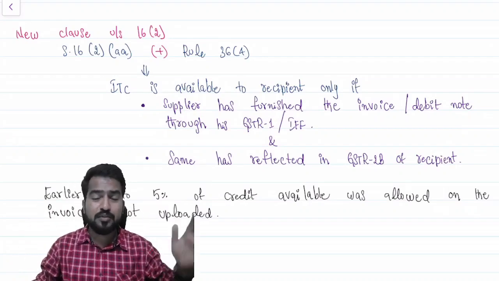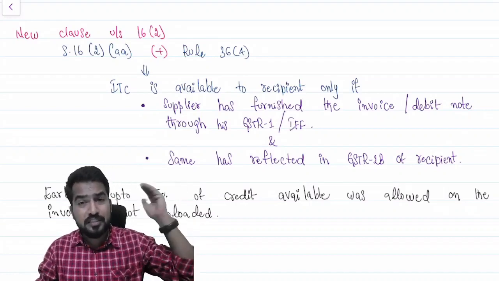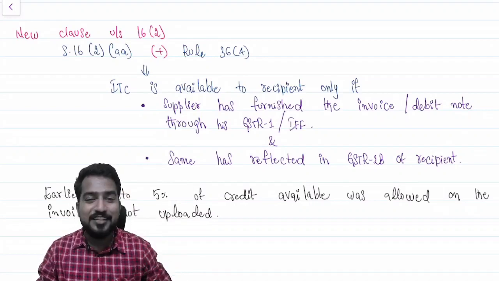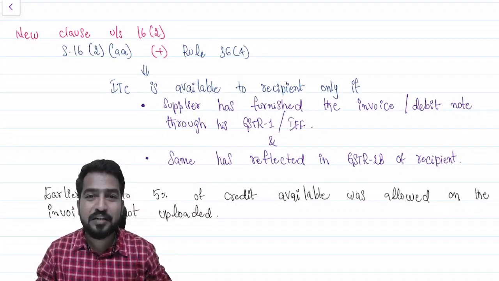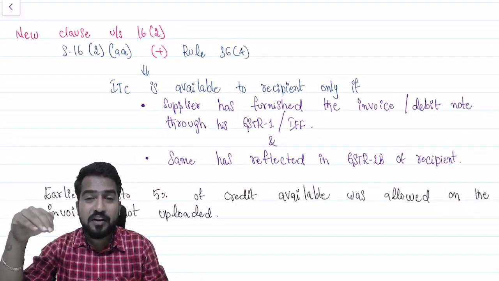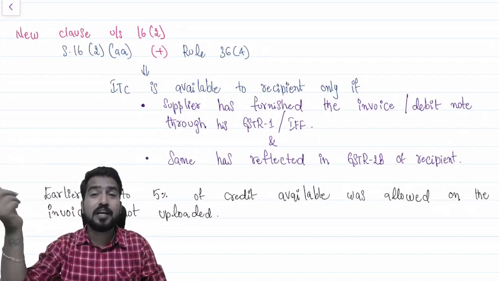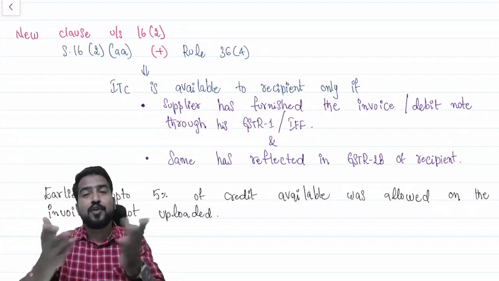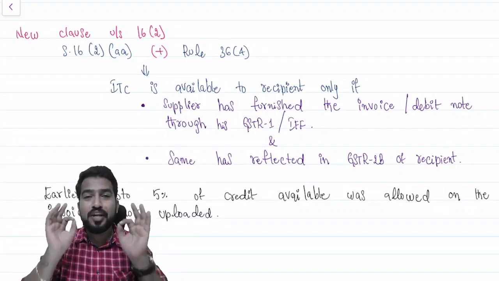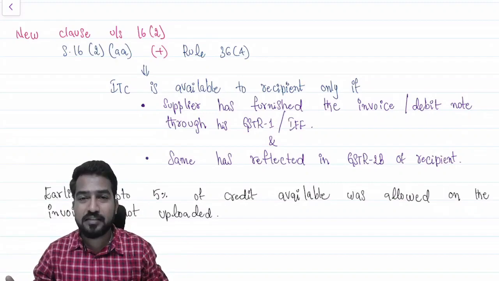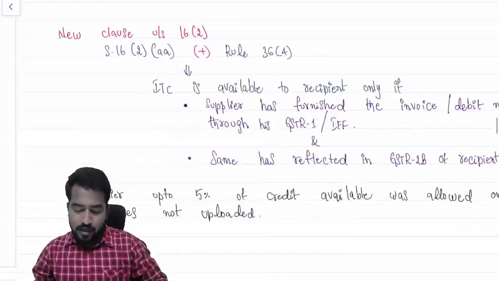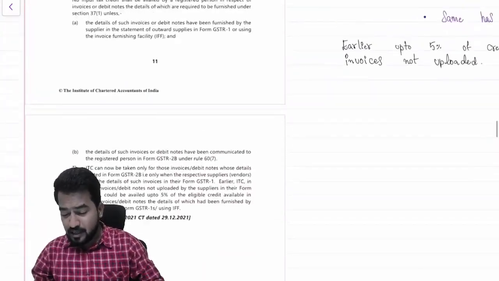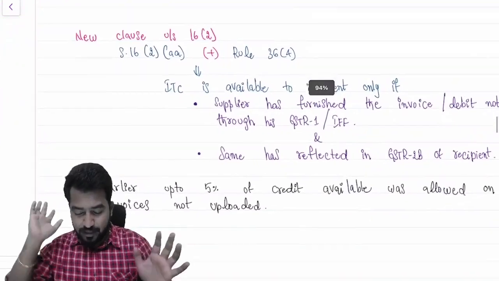Just like the relaxation earlier, there was 20% relaxation, then they made it 10%, then 5%, and now they made it 0%. So only if it is reflected in your GSTR2B as a recipient, that means only if your supplier has filed his GSTR1 or IFF and gave your invoice details, then it will reflect in your GSTR2B. Then only you can avail ITC, or else you cannot avail ITC. As simple as that. This is the amendment in chapter number 6, input tax credit. Very, very easy and very, very important, my dear friends.